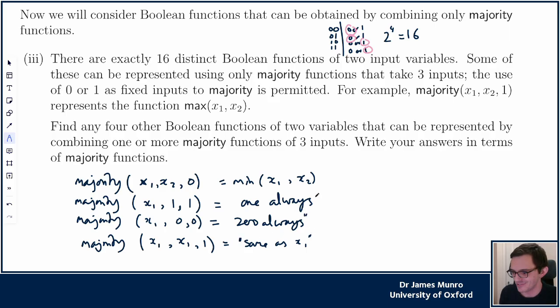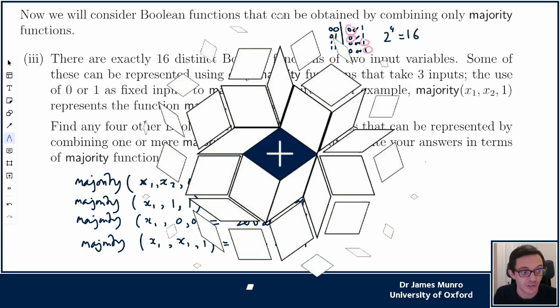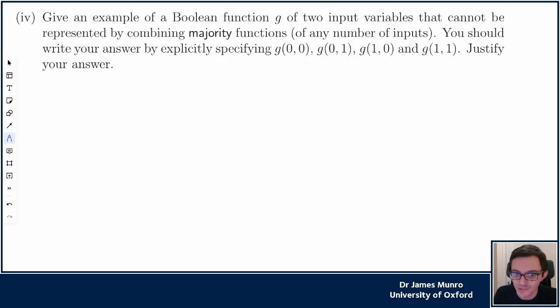These are descriptions rather than actual functions on the right hand side, but hey, those 4 things are built out of majority functions. I suppose I could do same as x2 as another one down the bottom here, and I think that might be all of the ones that you can build using majority functions. Part 4 wants us to think about another example of a function with 2 input variables, but this time it should be one that cannot be made by combining majority functions together.